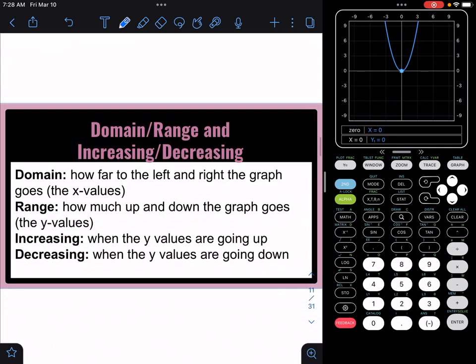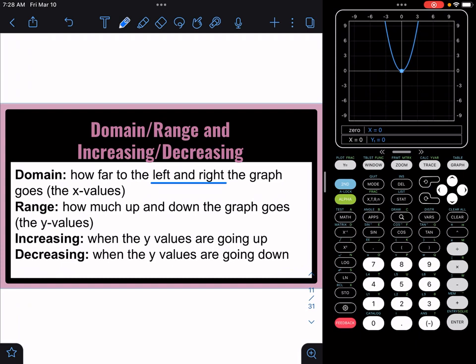Other things, this is a review of the past. We have done this with other types of functions that we have graphed. We might want to tell what the domain and the range is. The domain talks about x values, which in order to find your answer, you're going to ask yourself, how much to the left and how much to the right does my graph go?